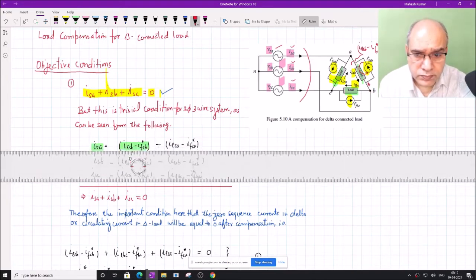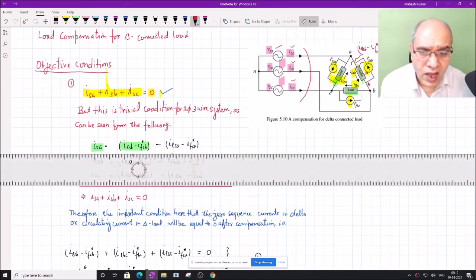Therefore, ISA is equal to ILAB minus IFAB, minus ILCA minus IFCA, and the effective current that flows here is ILCA minus IFCA star. This is the effective current that flows into A. This is out of A. Therefore, the difference of these two currents will make the effective current IS after compensation.